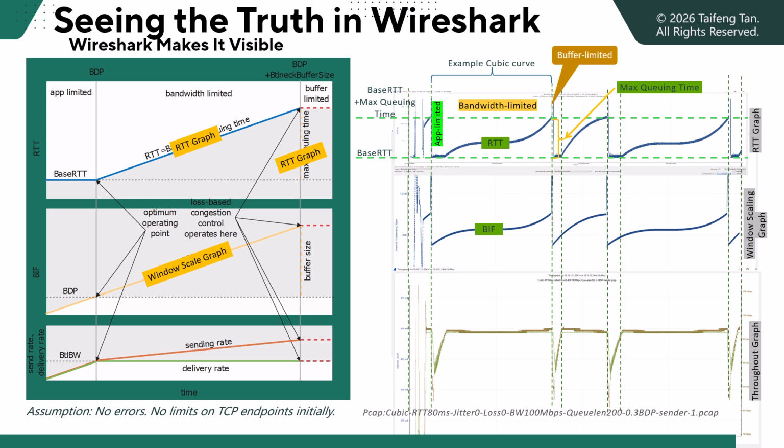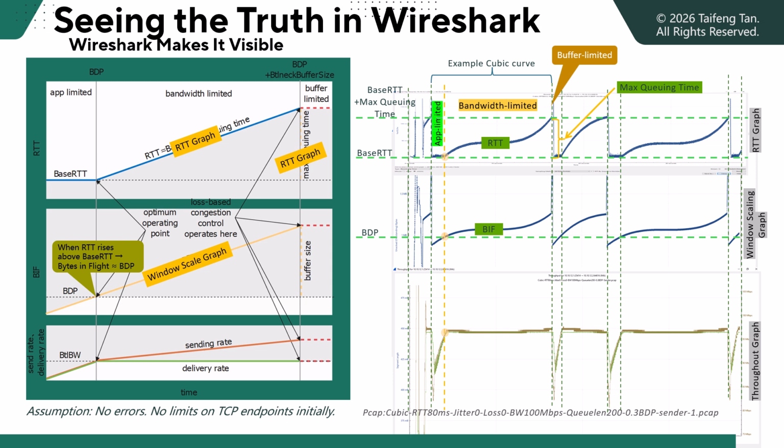BDP, bandwidth delay product, can be estimated by comparing the RTT graph and the bytes in flight curve. The point where RTT begins to rise above base RTT indicates that the pipe is full. At that moment, bytes in flight is approximately equal to BDP.